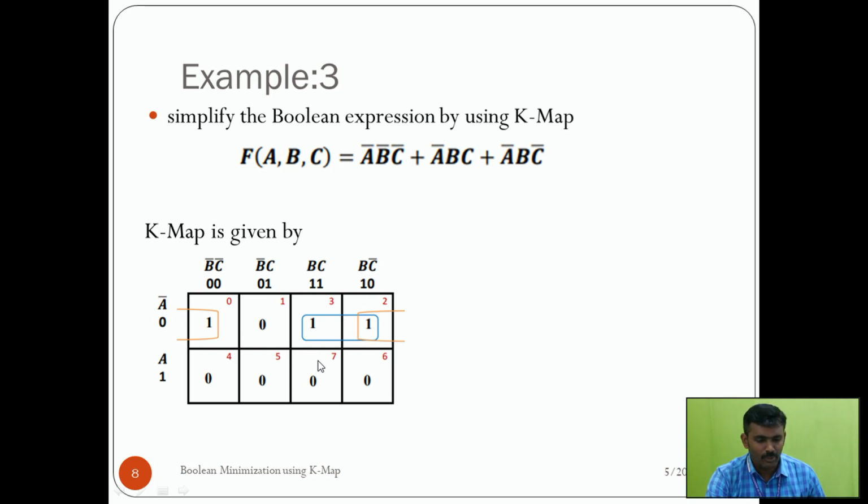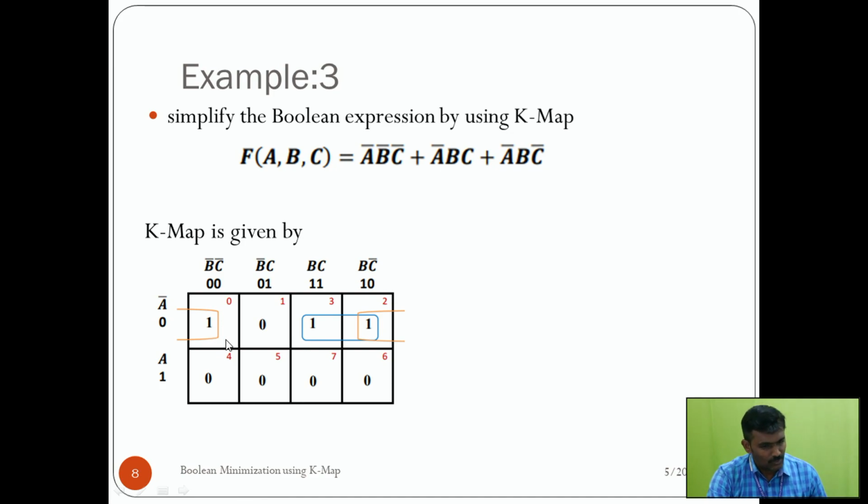Okay. So how do you map? When we move from 2 to 3, only one variable changes. Therefore, we are mapping, which is represented by one blue color. Similarly, minterm 2 is 1, minterm 0 is 1. So only minterm 0 is not mapped.